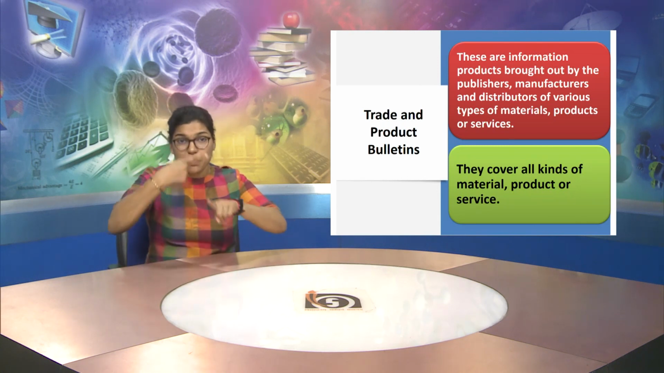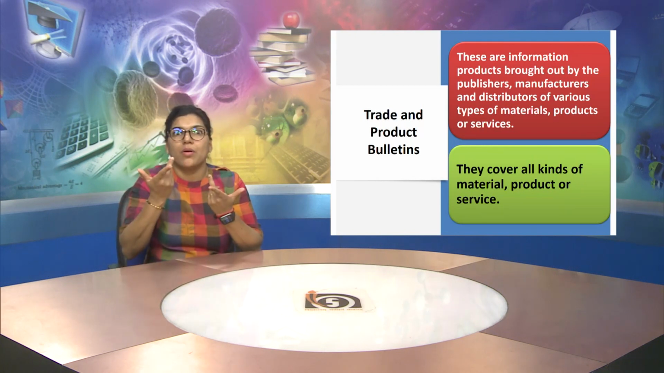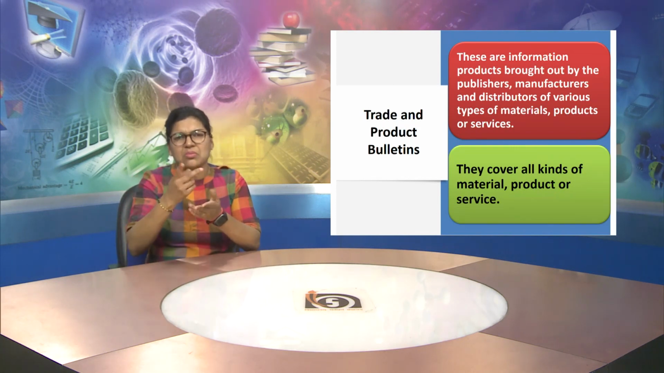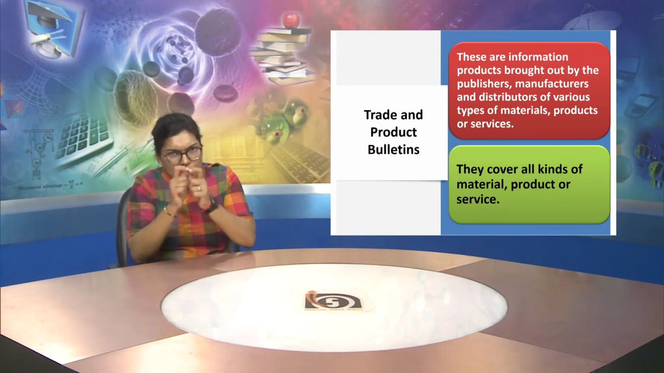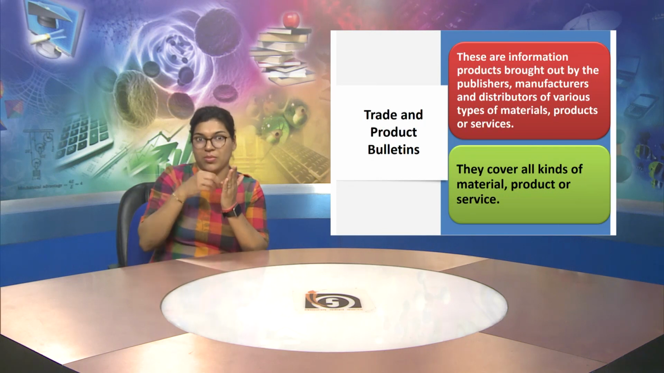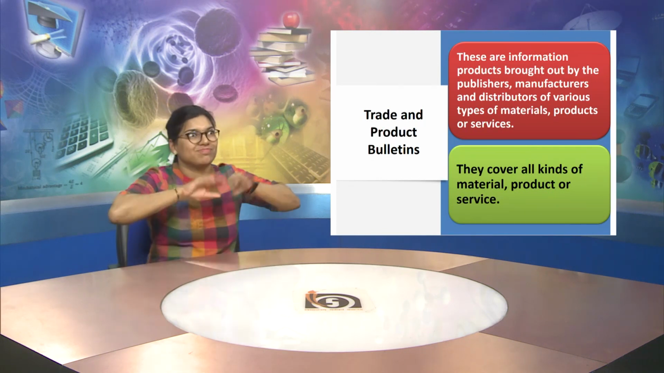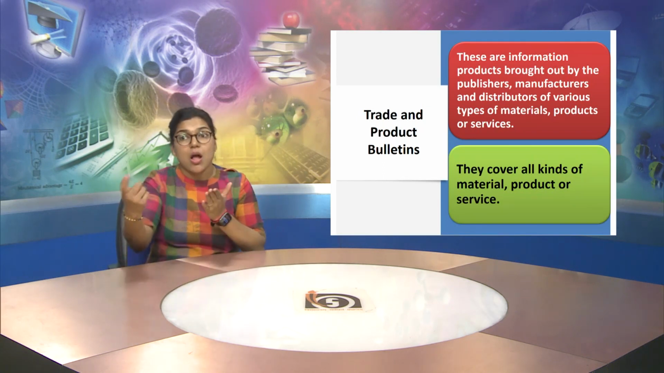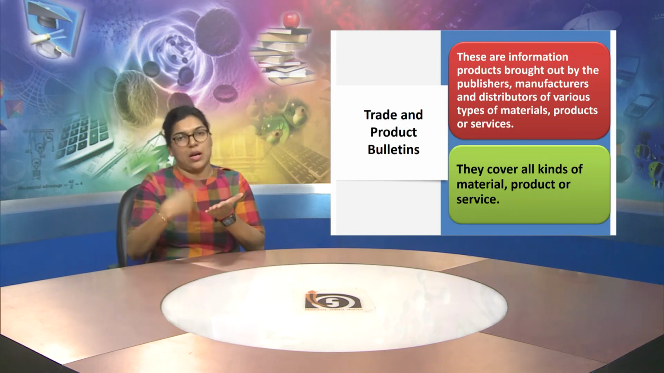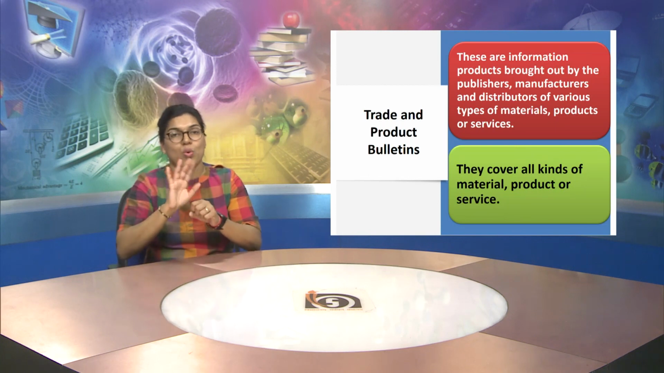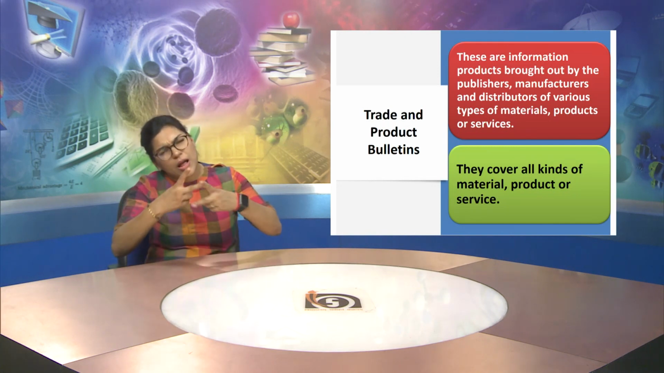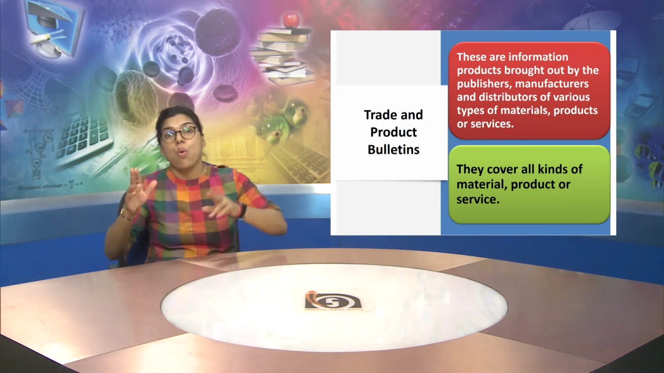You can see trade and product bulletins. You can see the red box. So these are information products brought out by the publishers, manufacturers, and distributors of various types of materials, products, or services. The green box explains that they cover all kinds of material, products, or services.